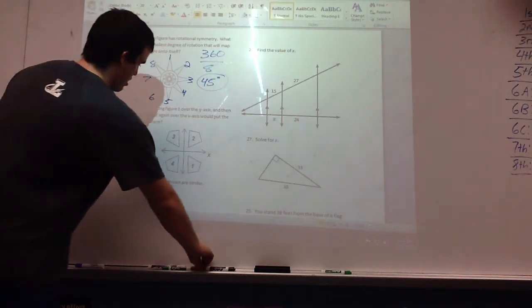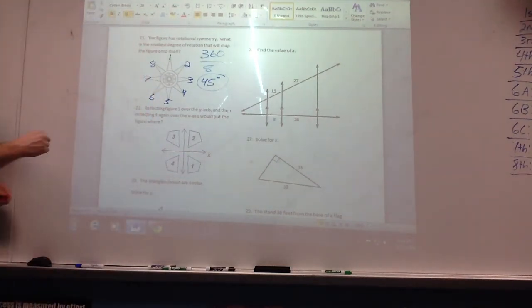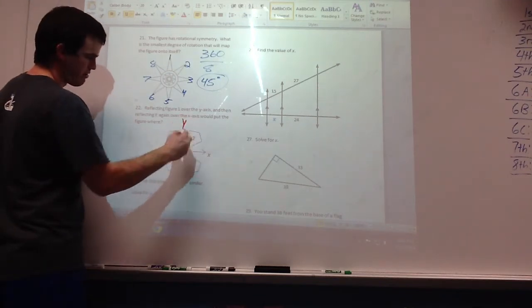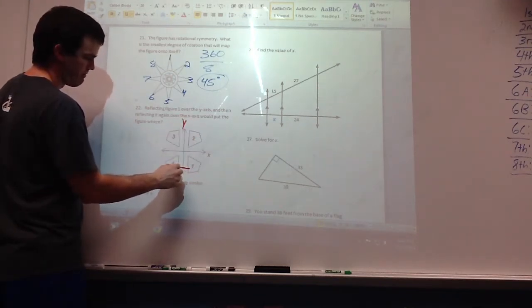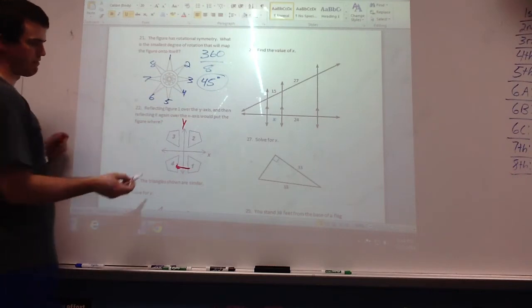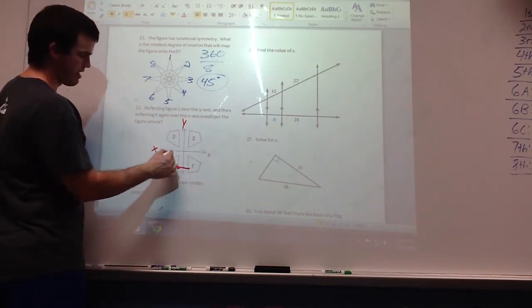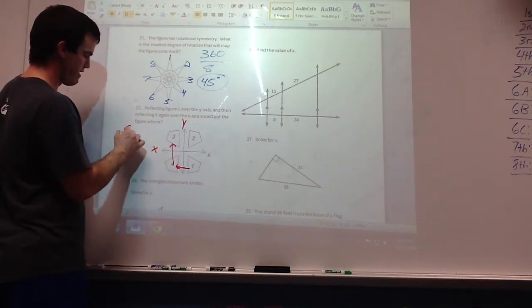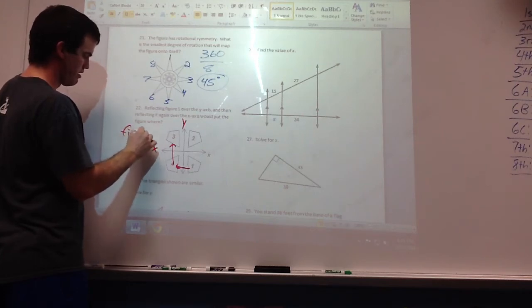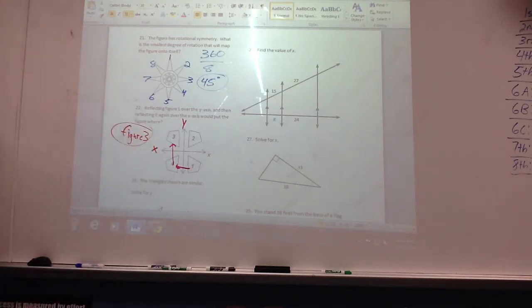Alright. Number 22 here, reflecting 1 over the y-axis. So here's the y-axis, so 1 is going to go to 4. And then reflecting it again over the x-axis is going to put the figure here at figure 3. That's for 22.